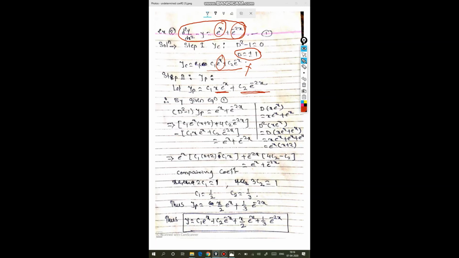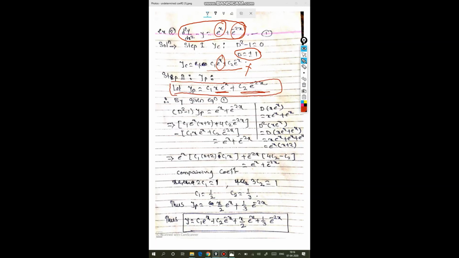If e raised to minus 2x is also part of yc, in such a case we have to take c2 x e raised to minus 2x. So that is the only extra thing that you have to keep in mind. Otherwise, for e raised to ax, c e raised to ax is the yp, where c we have to determine, that is the method of undetermined coefficients. So these constants we are determining, so the name is given as method of undetermined coefficients. But whenever that is present, we have to multiply by x.